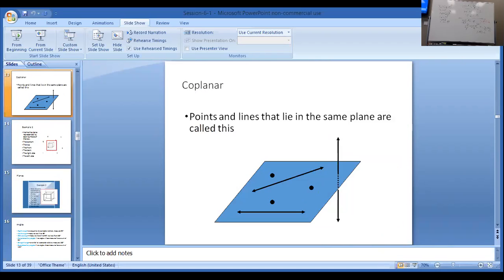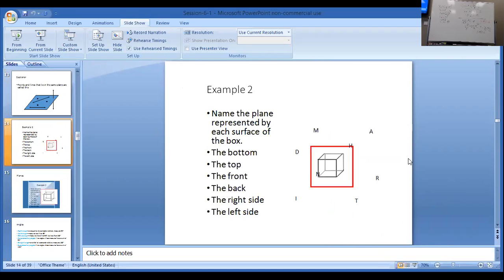Coplanar points and lines are those that lie in the same plane. These are coplanar, but not this one. Like these two are not coplanar, because they intersect that plane. Now, I know this is a little bit tricky. We are on PowerPoint 14. The trickiness has to do with the visualization. You have to let your eyes get used to it.